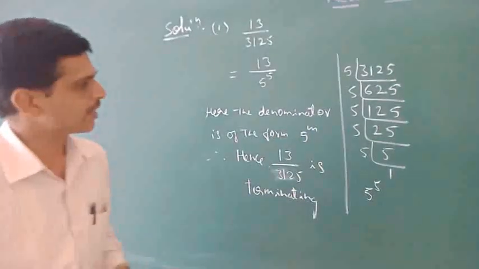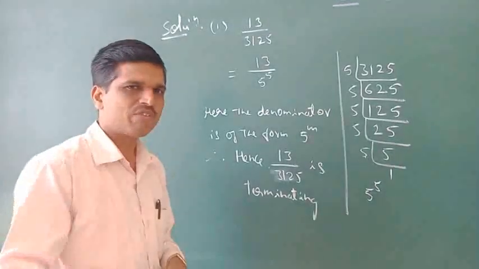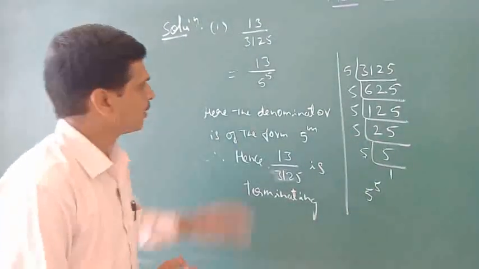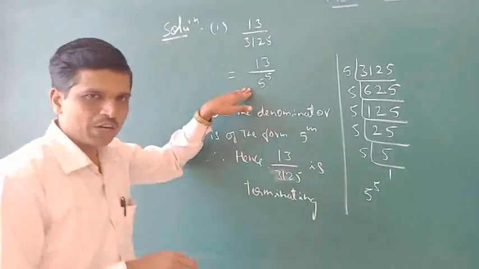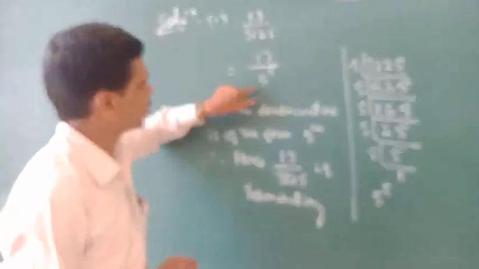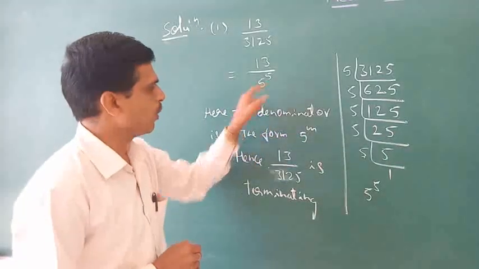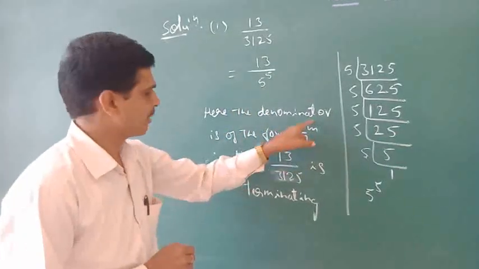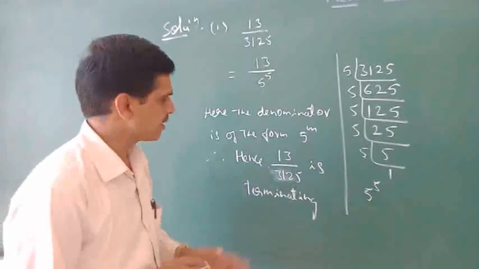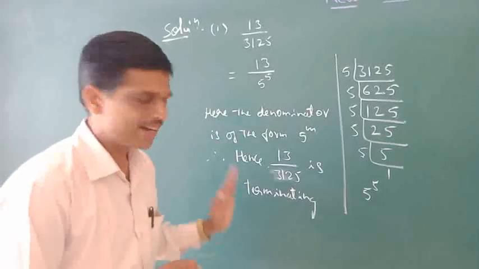Again we get some other number, that is prime numbers. So suppose it is in the form of 2 to the power of n and 5 to the power of m, then it is of the form of terminating decimal expansions. Yes, exactly, terminating. So that is why 5 to the power of 5 came. So here the denominator, that is the q value, is 5 to the power of m, where m is a non-negative integer. Therefore this number is considered a terminating decimal expansion.